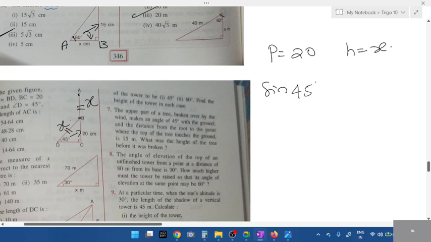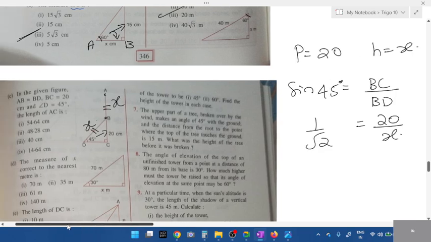Sine 45 degrees is equal to what? No, I'm not asking the value. With respect to this, what is sine 45? Perpendicular by hypotenuse. Perpendicular is BC, hypotenuse is BD. So sine 45 is 1 by root 2. BC value is 20. BD is X, students. If you find the value of BD, AB is also equal. Therefore, you can find the value of AC. Is this clear? Did you all understand?